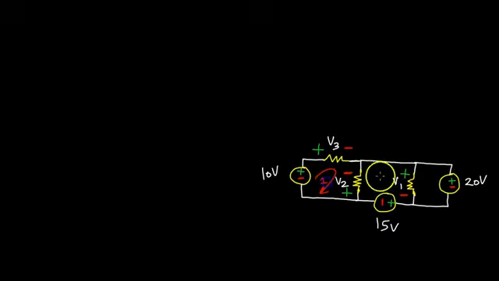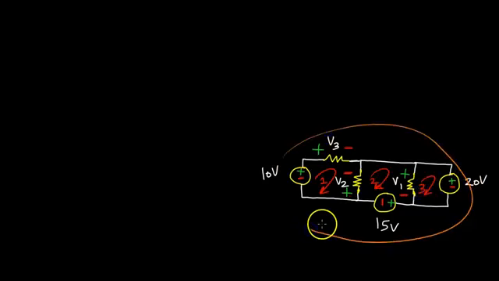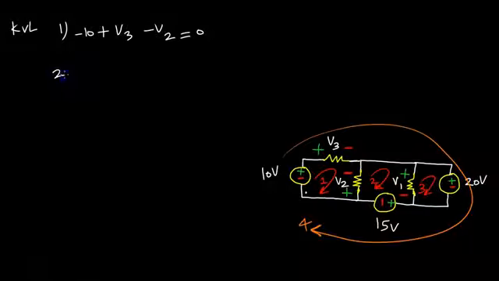currents. I'm going to call this 1, 2, for every loop. I'm going to go ahead and do its own equation. So KVL now. For loop 1, I'm going to start at the bottom again and go up and see a minus 10, plus, I'm going to keep going and see a plus V3. I'm going to go down again clockwise and see a minus V2. All of that is equal to 0.